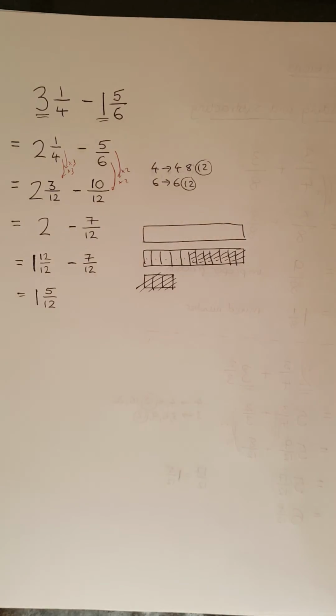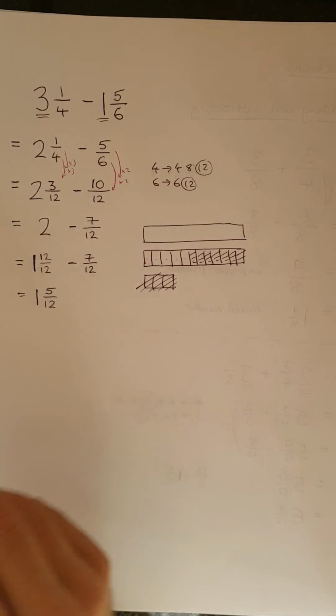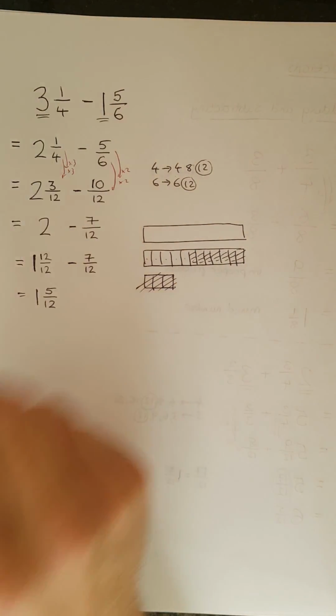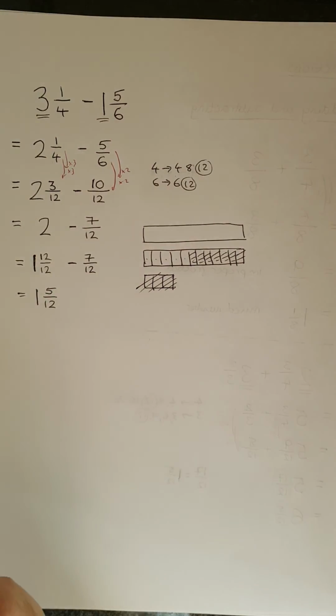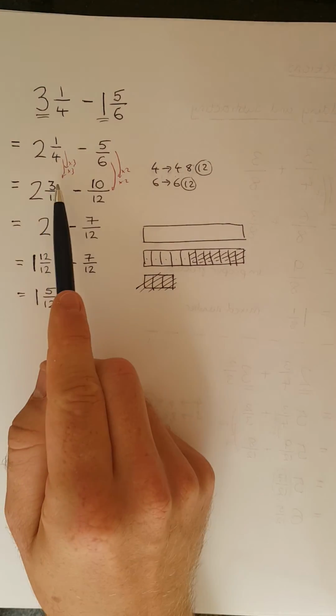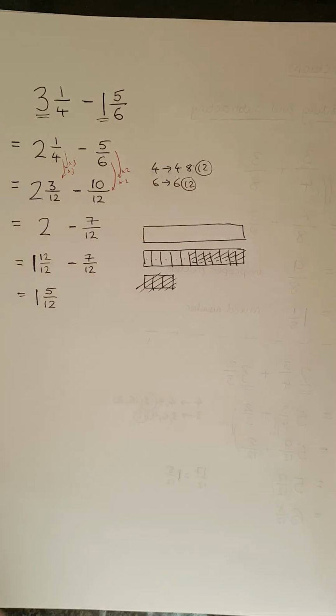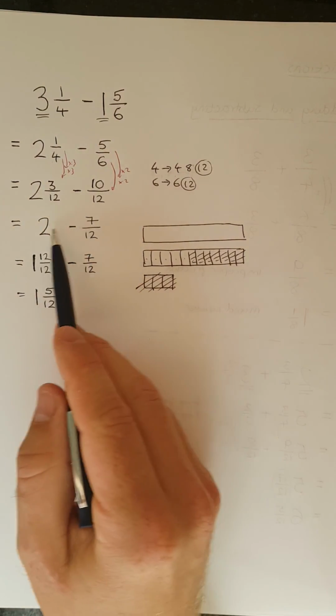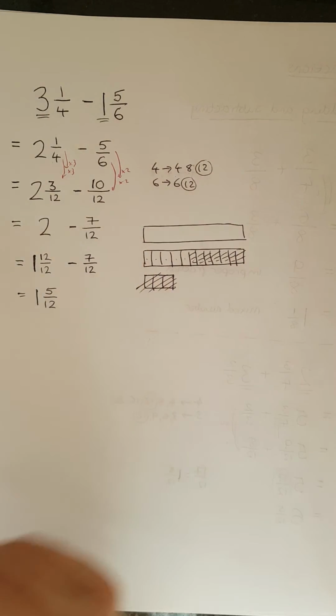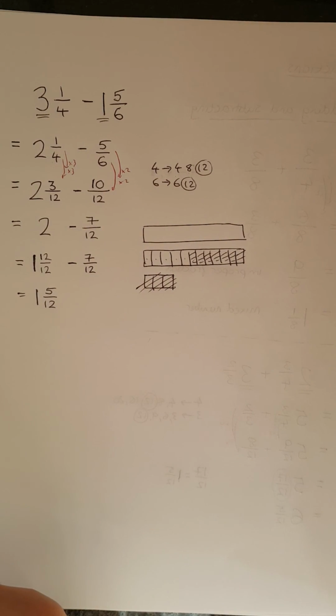Now this example is much trickier. Subtracting the integers was fine. You can do that, I'm sure. Converting to the same denominator, that's a previous skill. But it's recognising how to cut up the whole one that is trickier. And we'll go through some more of those on the next video.